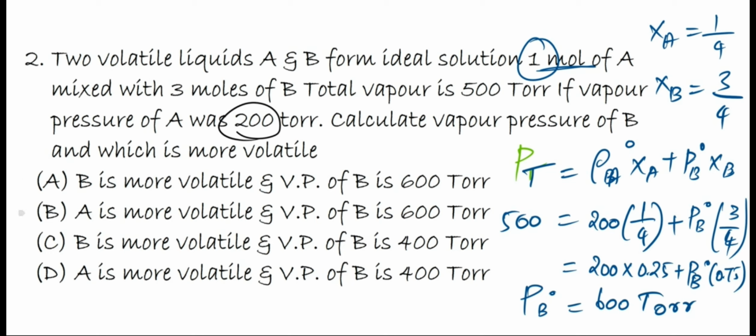So option A or B, that would be the answer. They are asking which is more volatile. So always, the one having the higher vapor pressure would be more volatile. Comparing A and B, B has more vapor pressure, which makes option A the correct answer to this question.